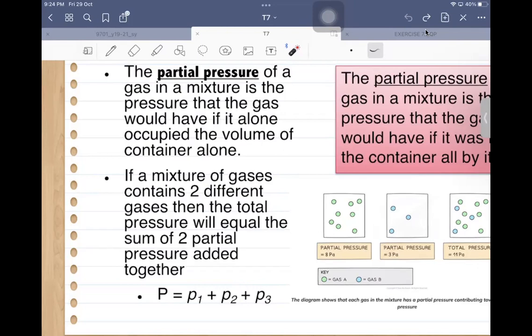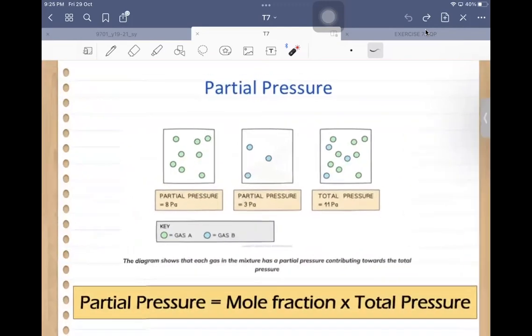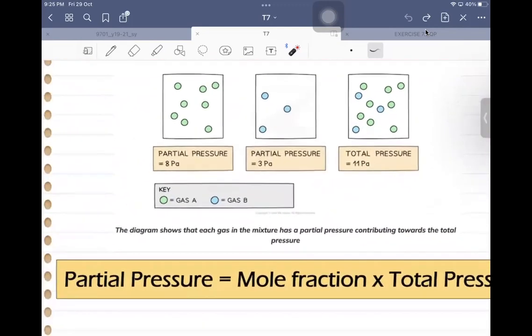Usually, the one that we can measure is the total pressure. All right, it's not easy to calculate partial pressure. But what we can do is use a formula to find the partial pressure of any gas inside a system. We take the mole fraction, which makes sense, right? The proportion of gas you have in that container that belongs to gas A, times the total pressure. So it's the mole fraction of gas A times the total pressure.